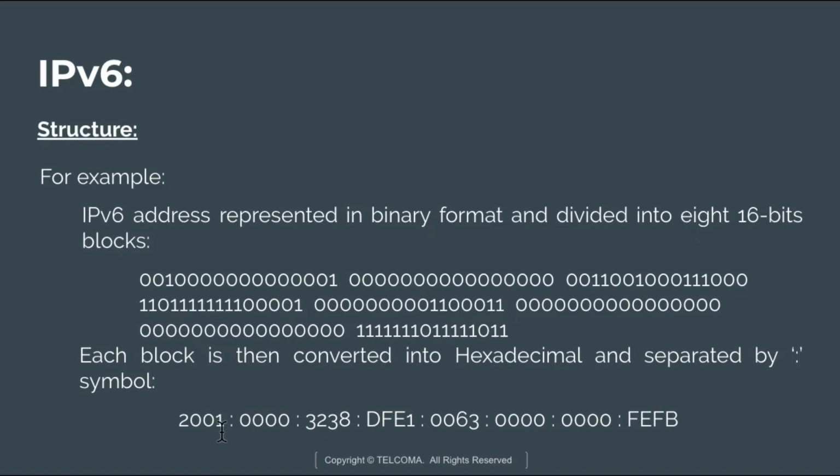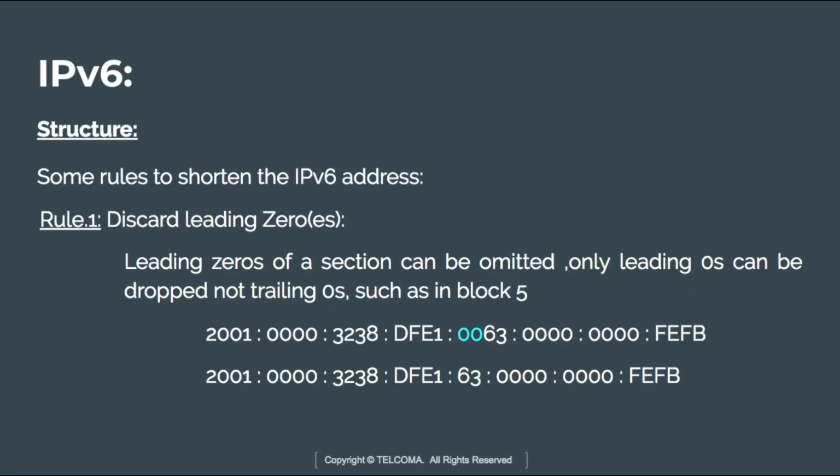So it represents 2001 colon 0000 colon 3238 colon DFE1 colon 0063 colon 0000 colon 0000 colon FEFB. So this is the IPv6 address that is 128 bits long, and this is the binary notation, and this one is the hexadecimal notation.